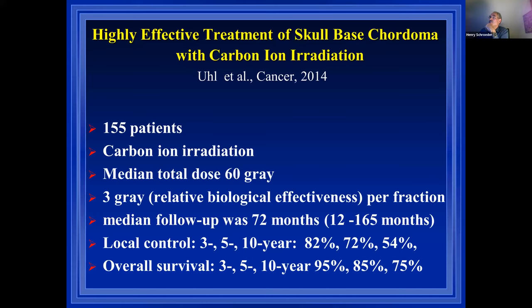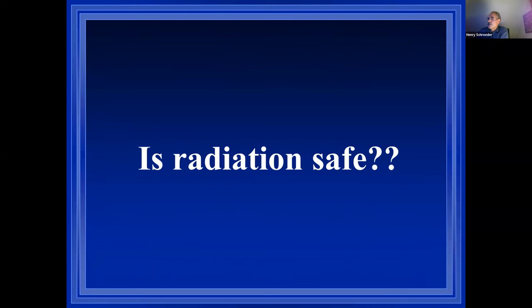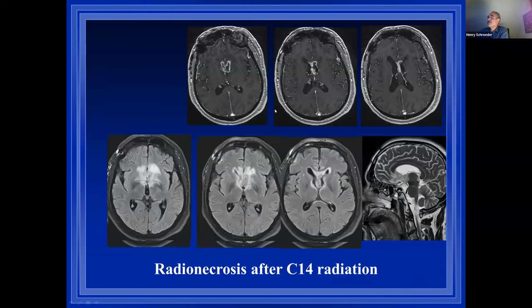But even if you get a gross total resection of the chordoma, usually it's recommended to make a proton beam radiation or the carbon ion radiation. And there is a study from Heidelberg showing that the overall survival after 10 years, when you have a combination of resection and radiation, can go up to 75%, which is quite good. But is radiation always safe? Of course not. This is one case who underwent carbon ion radiation, and you see there is a severe necrosis in the central part of the brain after radiation with damage to both fornices, so that the patient has severe memory problems.